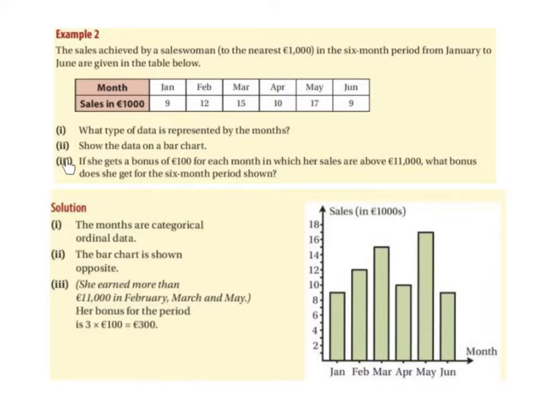Part 3. If she gets a bonus of €100 for each month in which her sales are above €11,000, what bonus does she get for the 6-month period shown? So she earned more than €11,000 in February, March and May. So we can see in February she earned 12,000, that's more than 11,000. March she earned 15,000 and May she earned 17,000. So there were 3 months where she earned over 11,000, so she gets €100 for each month. So her bonus for the period is 3 times €100, which is €300.